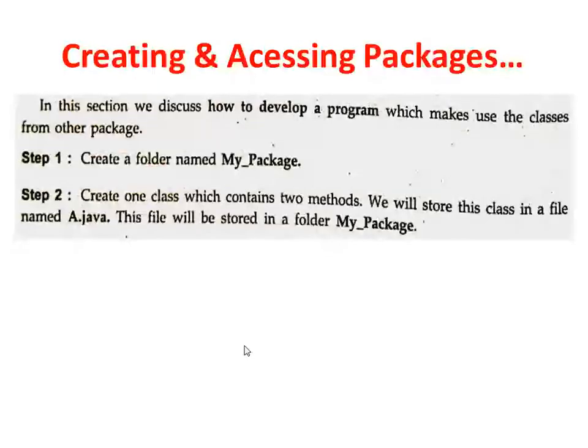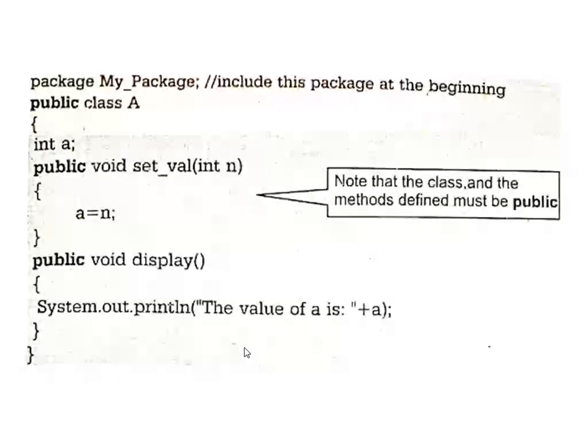Now we'll see how to create and access or use a package in Java programming. Step 1, create a folder named my package. Step 2, create one class which contains a minimum of 2 methods. We'll store this class in a file named a.java. For example, this file will be stored in the folder my package. Therefore, how to write that program, we will see this.